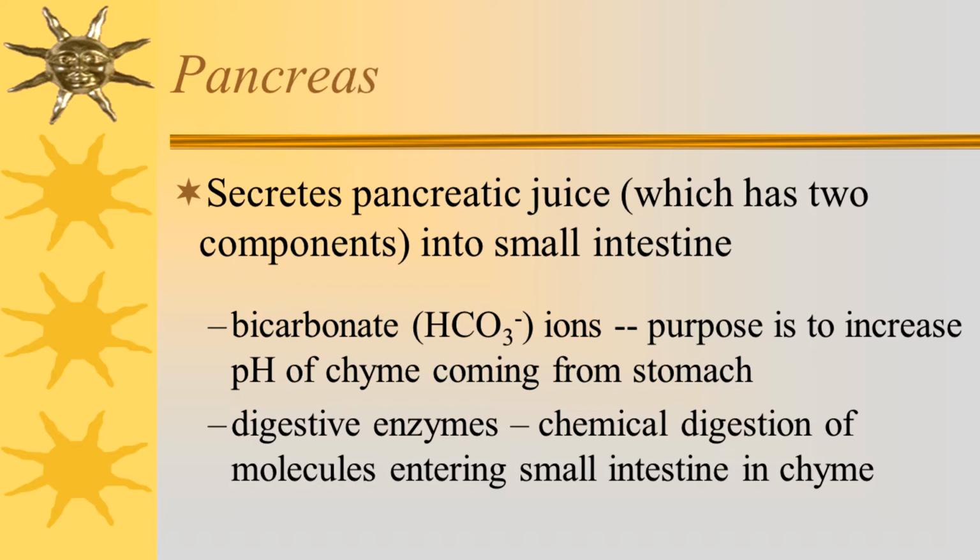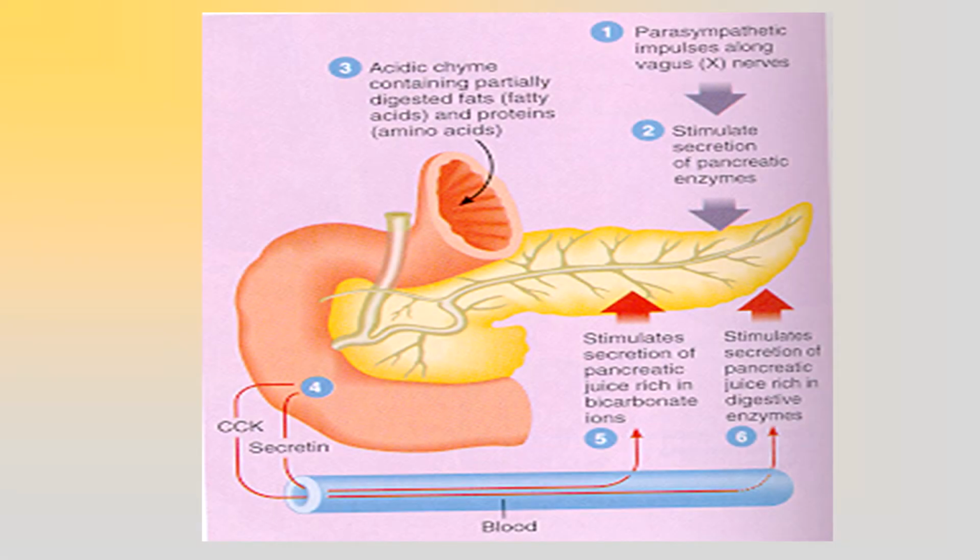the chemical digestion process. So what is the stimulus for this? As the chyme enters the small intestine from the stomach, that will stimulate the enteroendocrine cells in the wall of the small intestine to secrete cholecystokinin and secretin. Cholecystokinin then will stimulate pancreatic enzyme secretions into the pancreatic juice, and secretin will stimulate bicarbonate ion secretion.